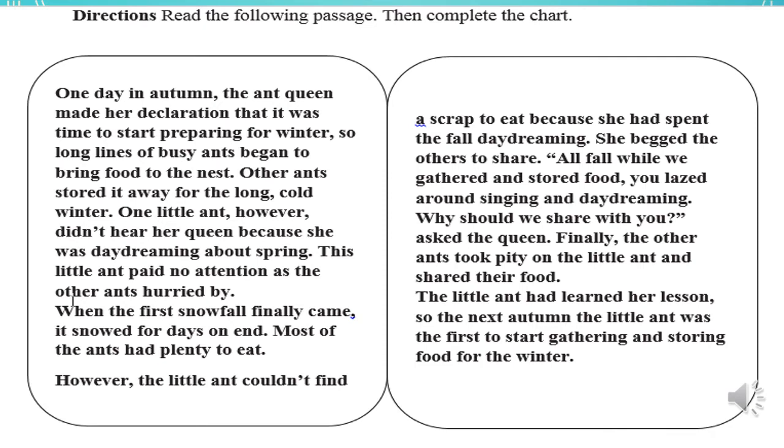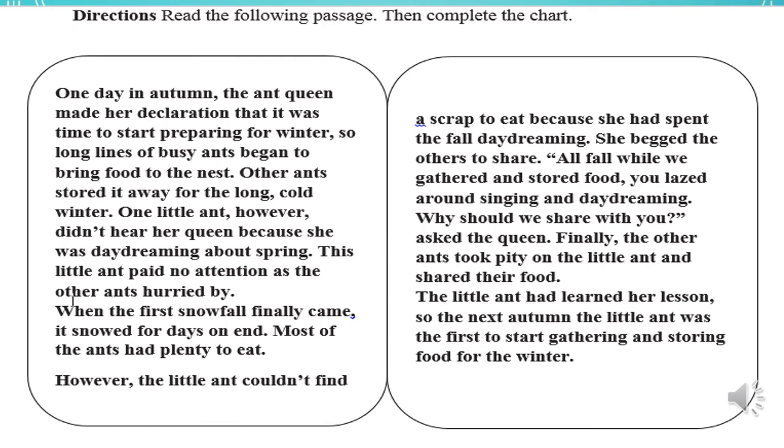One day in autumn, the Ant Queen made her declaration that it was time to start preparing for winter. So long lines of busy ants began to bring food to the nest. Other ants stored it away for the long, cold winter. One little ant, however, didn't hear her queen because she was daydreaming about spring. This little ant paid no attention as the other ants hurried by.